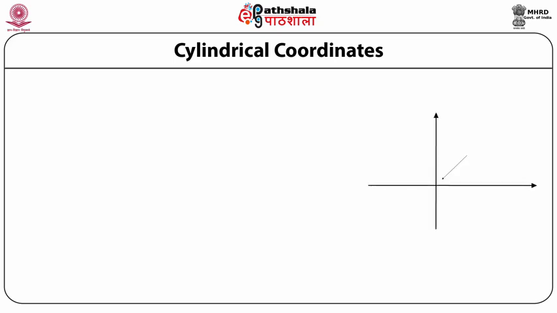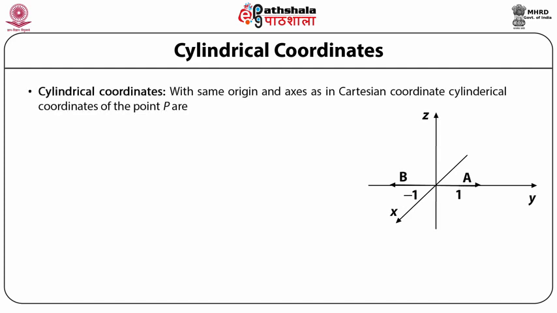Cylindrical coordinates. Now let us look at another type of coordinate system which is normally used and which is called the cylindrical coordinate system. This kind of coordinate system is generally used for problems which have a cylindrical symmetry, or for systems which have cylindrical symmetry.